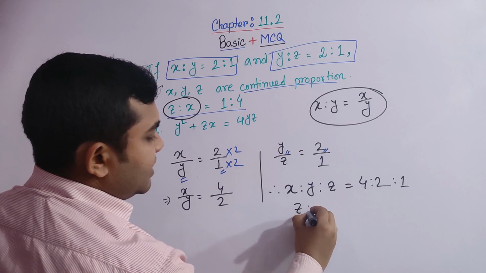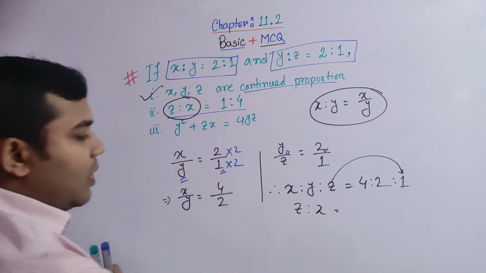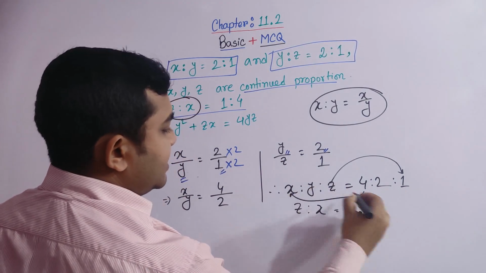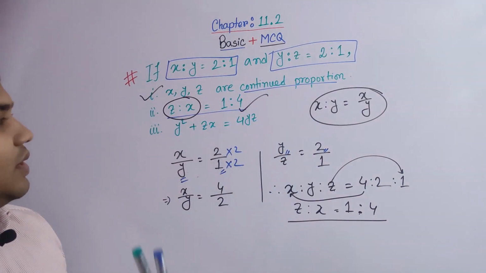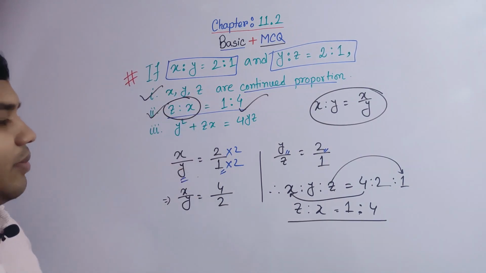If we write z is to x, then the value of z is 1, and the value of x is 4. So it should be 1:4, and exactly the same thing is given in our option number 2. So option number 2 is absolutely correct. So now what about question number 3?